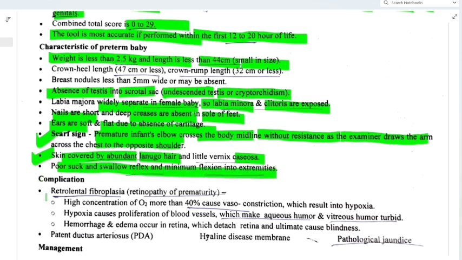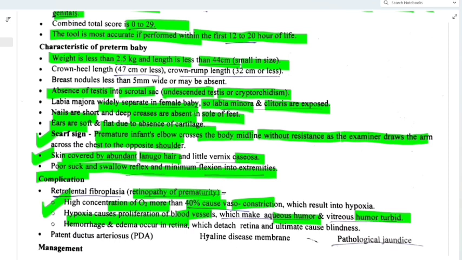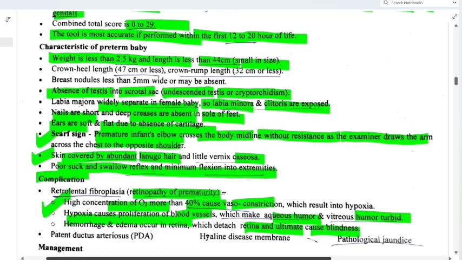Now coming to the complication, that is retrolental fibroplasia, that is retinopathy of prematurity. High concentration of oxygen, more than 40%, causes vasoconstriction, which results in hypoxia. Hypoxia causes proliferation of blood vessels, which makes aqueous humor and vitreous humor turbid. Then hemorrhage and edema occur in the retina, which detach the retina and ultimately cause blindness. So these are the complications of a premature baby.